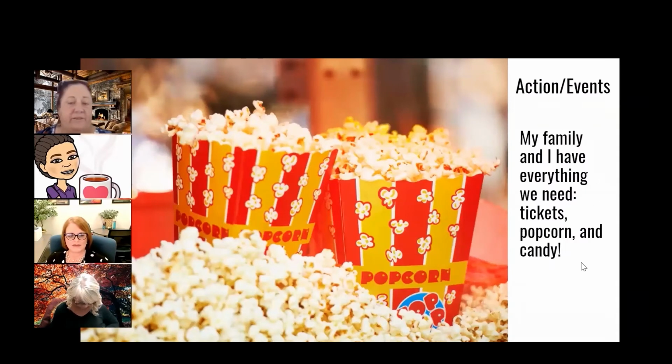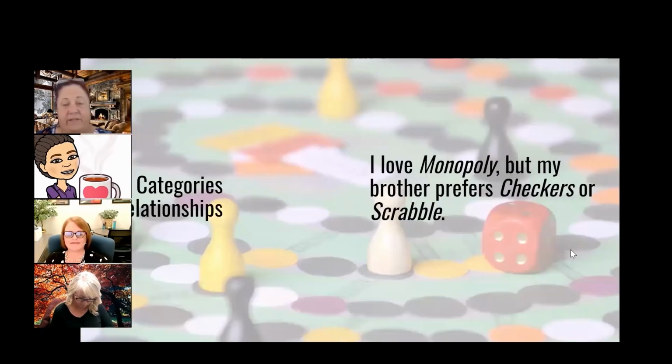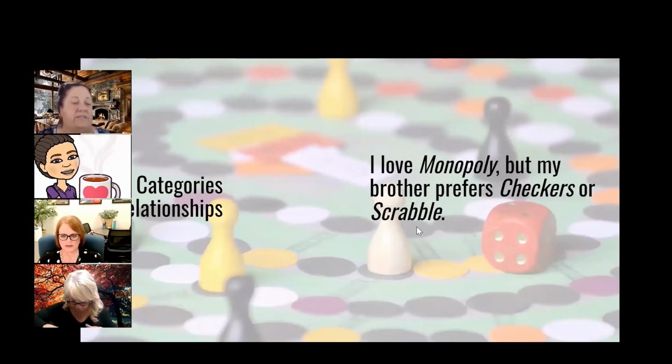Here's another action and event. We have tickets, popcorn, and candy. Never says what we're doing, right? But we are definitely making an inference that they're going to the movies. Sometimes we categorize, and this starts moving us into main idea, but what are all inferred relationships? Right, so Monopoly, checkers, and Scrabble, they're all games. So this passage is obviously talking about games. So that's also the type of inference that we make.